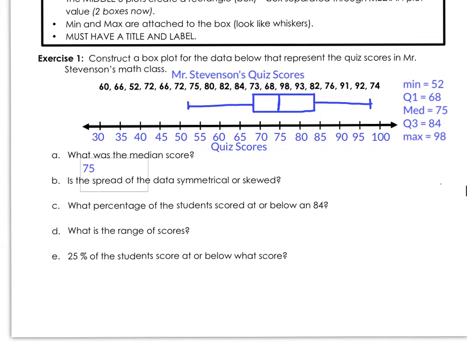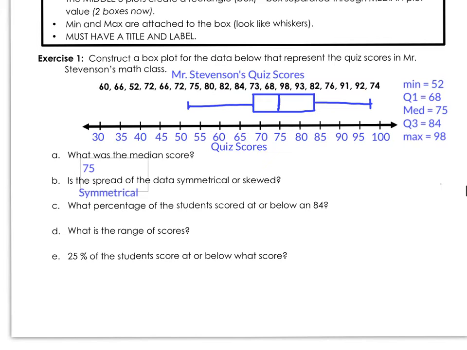So that's A. B, is the spread of the data symmetrical or skewed? Well, when we look at this, and it's likely never going to be perfect, but when it's skewed, it means it's all on one side and there's maybe one piece of information on the other. If we look on both sides of the box plot, although this isn't perfectly in the middle, it's pretty even. So I'm going to say that that is symmetrical.